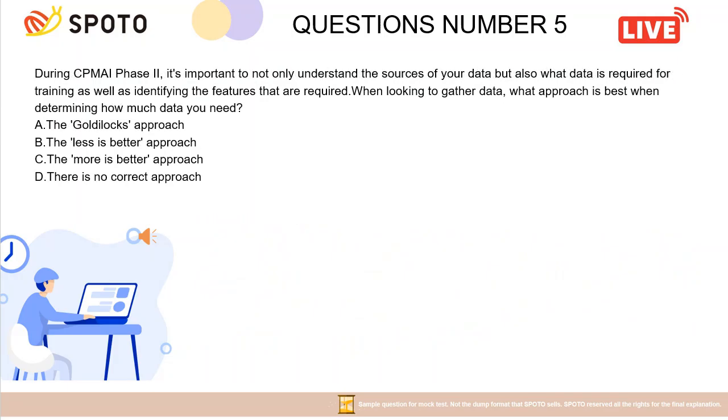Question 5. During CPMAI Phase 2, it's important to not only understand the sources of your data but also what data is required for training as well as identifying the features that are required. When looking to gather data, what approach is best when determining how much data you need? A. The Goldilocks approach. B. The less is better approach. C. The more is better approach. D. There is no correct approach. You have 15 seconds to answer.